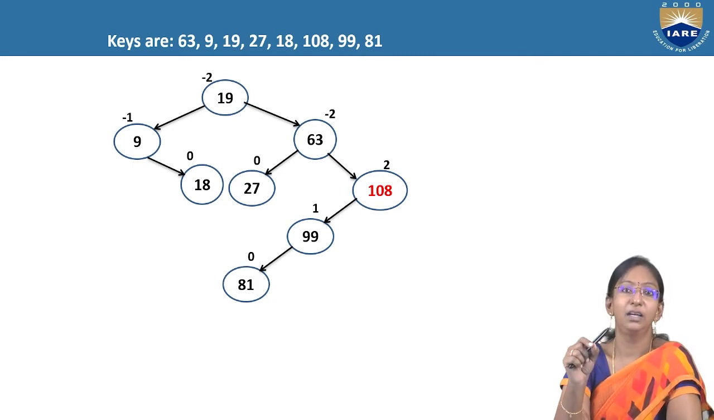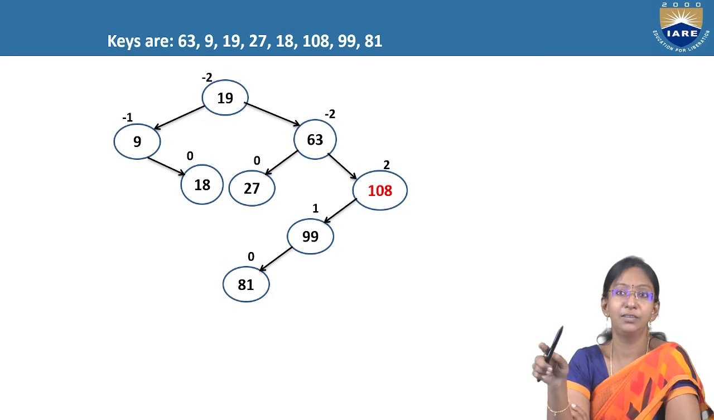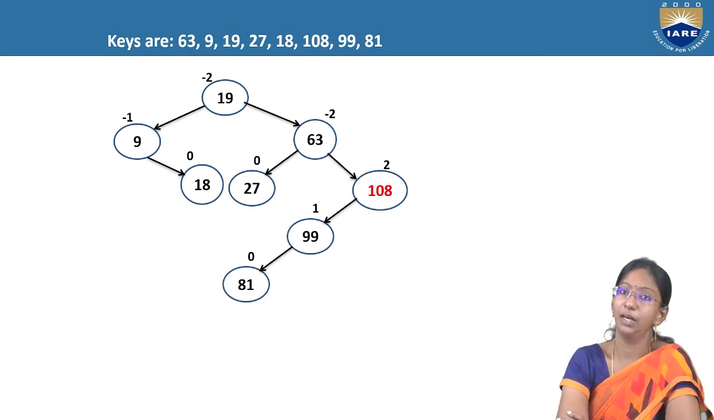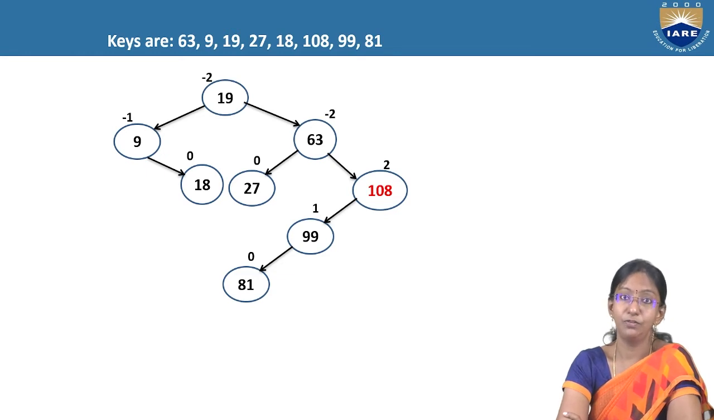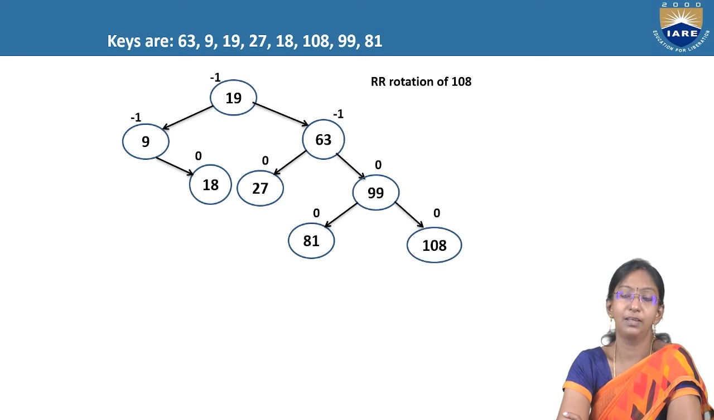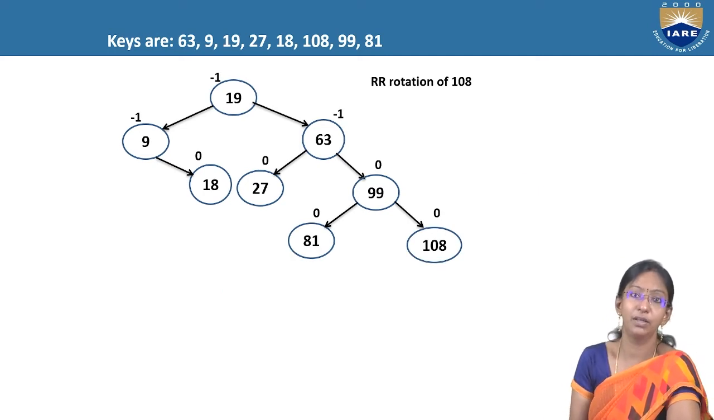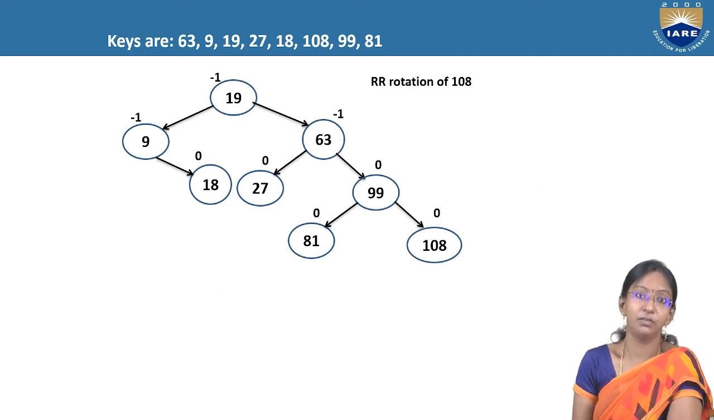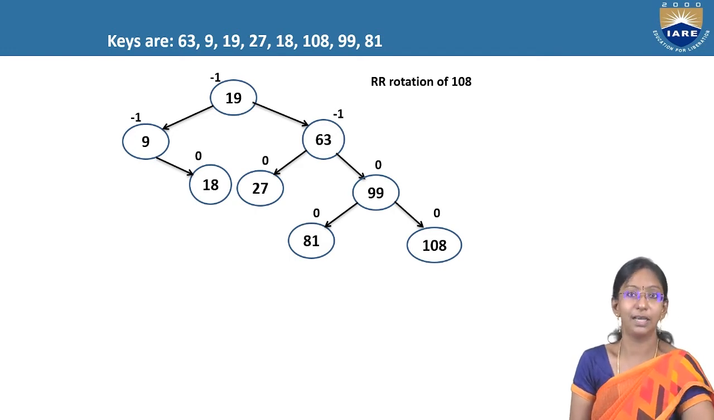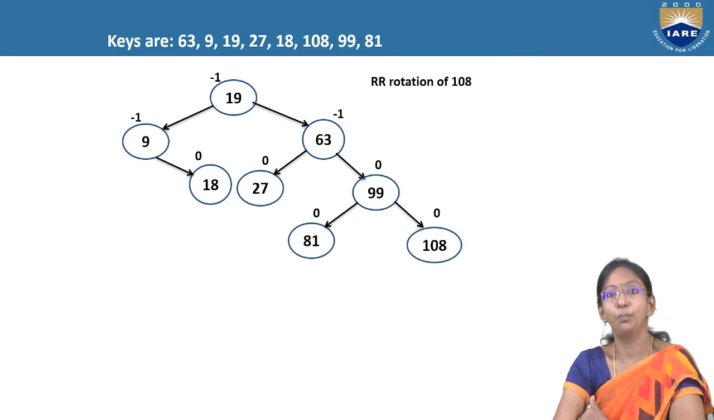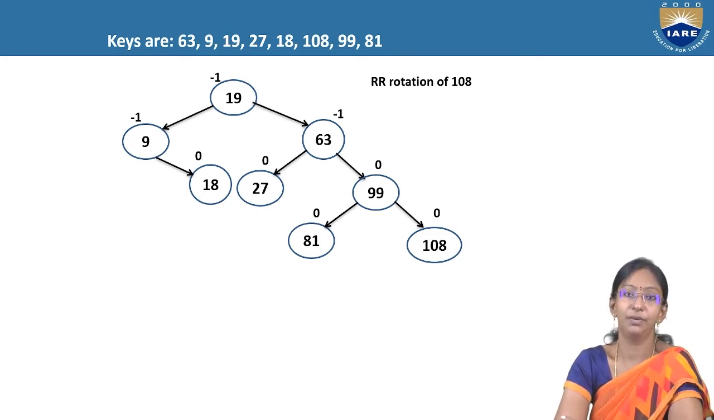So forget about the others and think of only the grandparent. If you can balance your grandparent, the rest will get convinced, not a problem. So in view of 108, 81 got inserted as the left child in the left subtree. So right rotation. So rotate it right. Now have a look at this one. Once the grandparent got satisfied, all his ancestors got satisfied. Now this is a balanced search tree, popularly known as AVL tree.